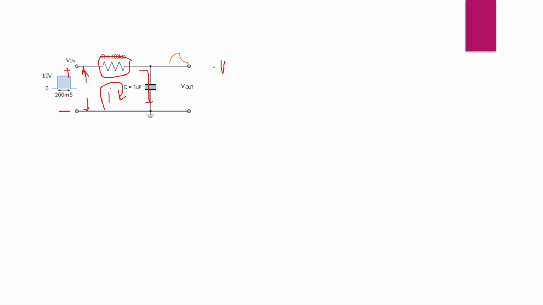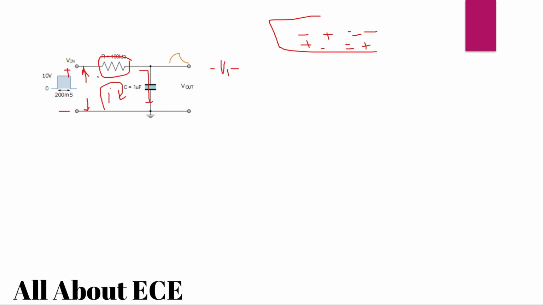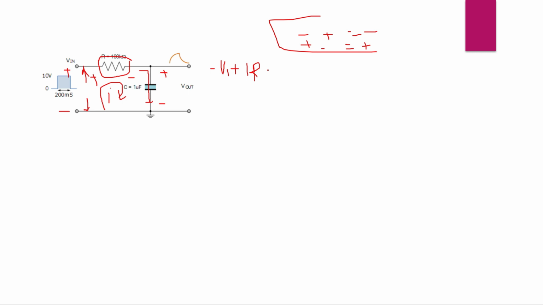These are some key points. Going from minus to plus, we get minus V in, then going from plus to minus is plus, and the value here is I into R. Again going from plus to minus is plus V naught, which equals 0.